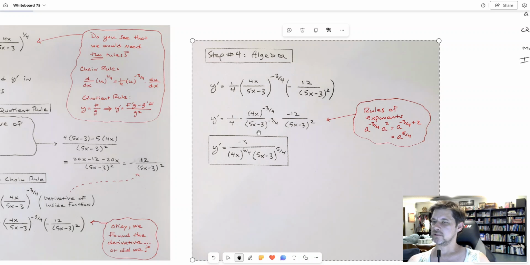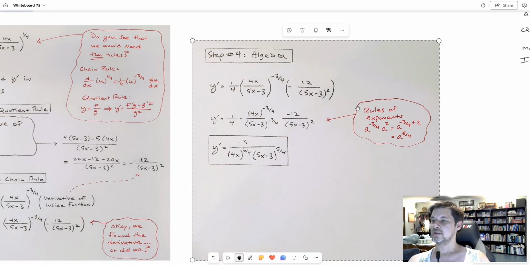And then the last thing is, what do you think about this? Say you have (5x minus 3) to the negative 3/4 times (5x minus 3) to the power 2. Can those be combined? When I multiply fractions, I multiply straight across, so these two things do get multiplied. If you were going to multiply these three fractions, part of that would be (5x minus 3) to the negative 3/4 times (5x minus 3) squared. But can those be combined?